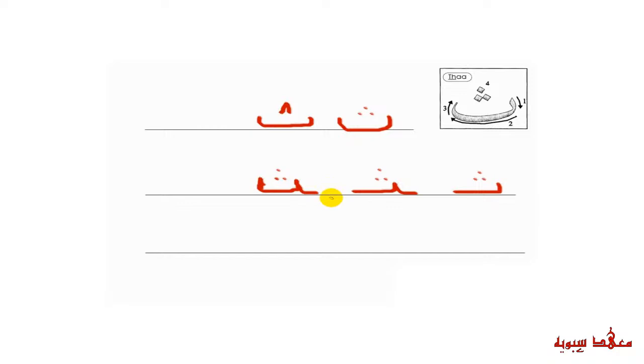And writing the three Thaas together as if they were one word is as follows. Sorry, I just did it wrong, there should be three dots there. So that's quite straightforward.